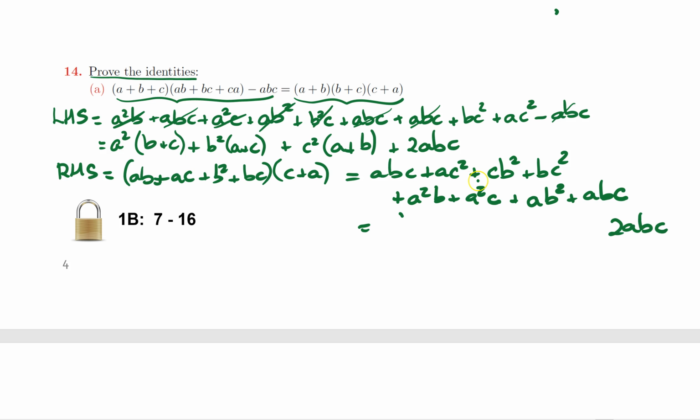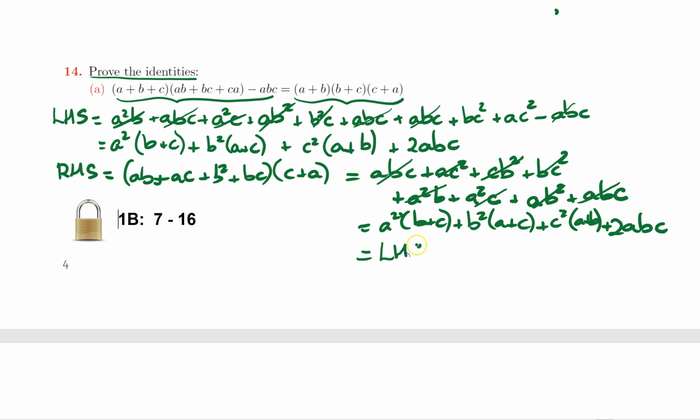And what have I got in here? I've got an A squared outside of B plus C, so that's also looking good. So I've taken care of that and that and that and that. I've got a B squared outside of A plus C, so even looking better. And I've got a C squared outside of A plus B. So the right hand side equals the left hand side.